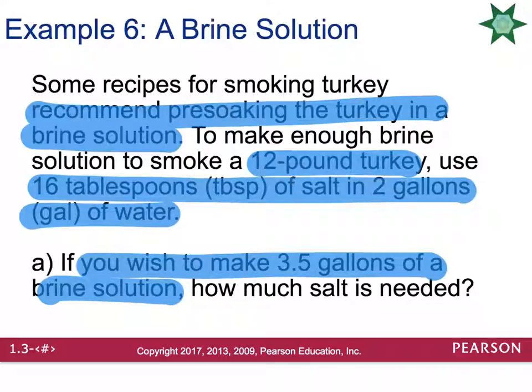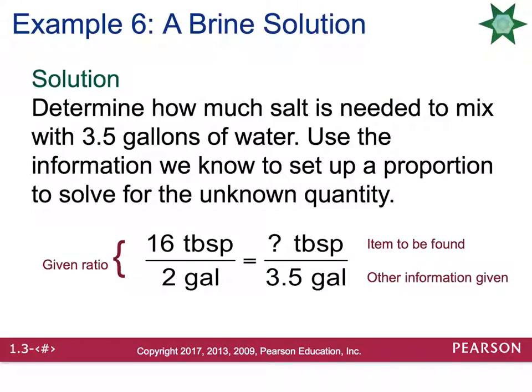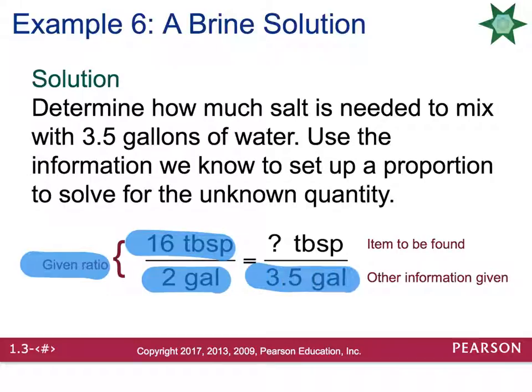More than 12 pounds. Okay, so what we want to do here is look at the ratio and set up what we call proportions. So the given ratio is 16 tablespoons for 2 gallons, and we want to use 3.5 gallons. So we set up another fraction and set it equal, and we're going to have 3.5 gallons on the bottom, and we don't know how many tablespoons on the top, and that's what we're trying to figure out. So this is our item to be found: how many tablespoons of salt for 3.5 gallons.